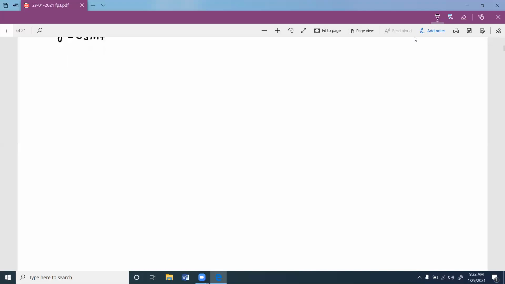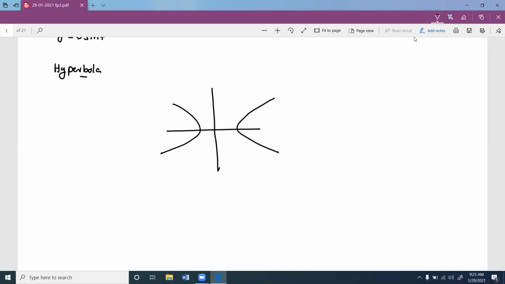Then the next topic we were discussing was the hyperbola. It was a shape somewhere like this, coming over here this way and this way, and we've already drawn two lines which show the basic shape. The equation was x squared over a squared minus y squared over b squared equals 1. The previous one was plus, this one is negative.